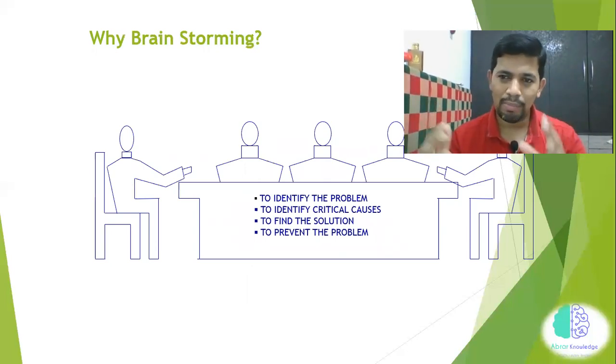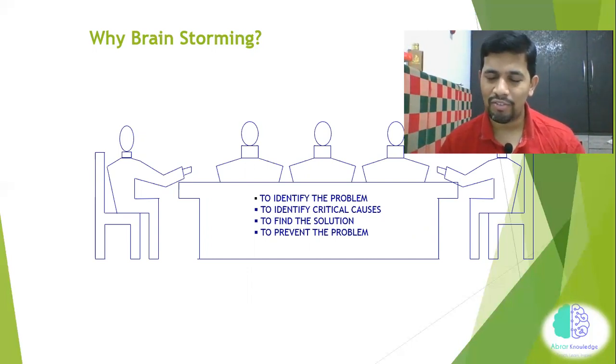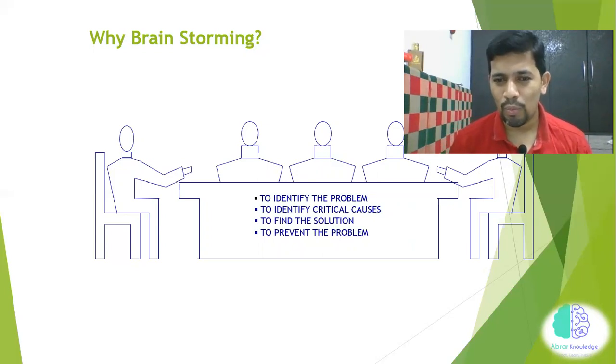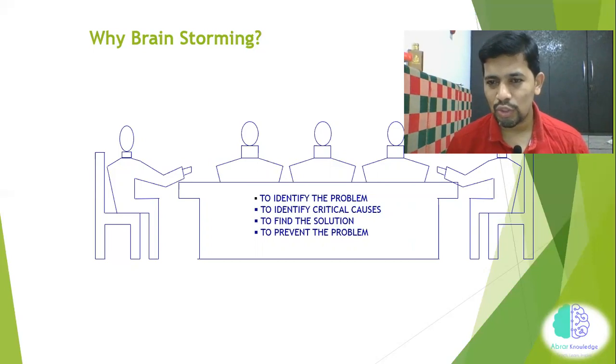Brainstorming is where different people come together, sharing ideas. For example, for a problem happening in manufacturing, the design guy, the manufacturing guy, and the quality department everybody sits together, discusses the problem, what went wrong, and what the critical causes are which could have contributed to the problem, and then finds the solution and prevents the problem.